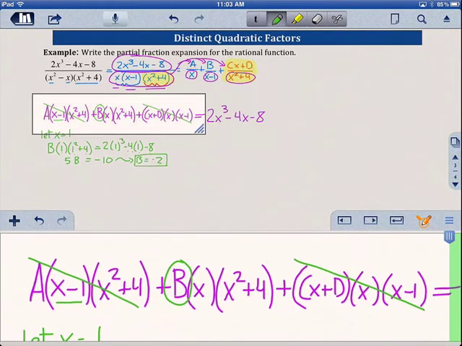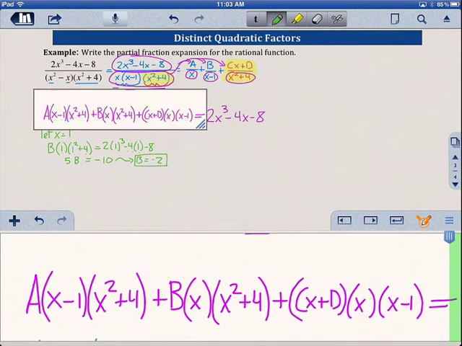Alright, so let's go back up to our basic equation now and see if there's anything else we can let x equal that will get rid of any of our other coefficients. Looking at the factor x squared plus 4, notice this doesn't have any real solutions, so this is not going to be helpful. But if we look at x, we could let x equal 0, and then we would get rid of this term. And here, if we let x equal 0, we would get rid of this term as well. And so then we would be able to solve for a right here.